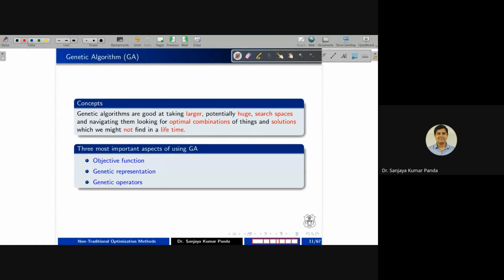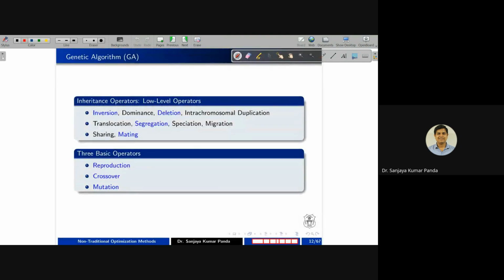Another one is called genetic representation, another is called genetic operators. In the early days, if you see the initial variants of the genetic algorithm, there were so many options, so many operators. But in later versions, people stuck to 3-4 operators and performed the operations with respect to those operators. But you can apply any number of operators throughout the lifespan of the genetic algorithm, or I can say in a single round of iteration of a genetic algorithm. So what are the operators we have?